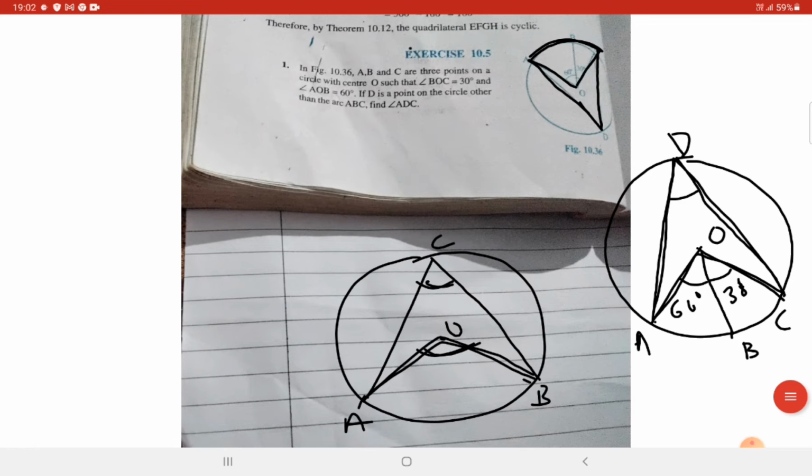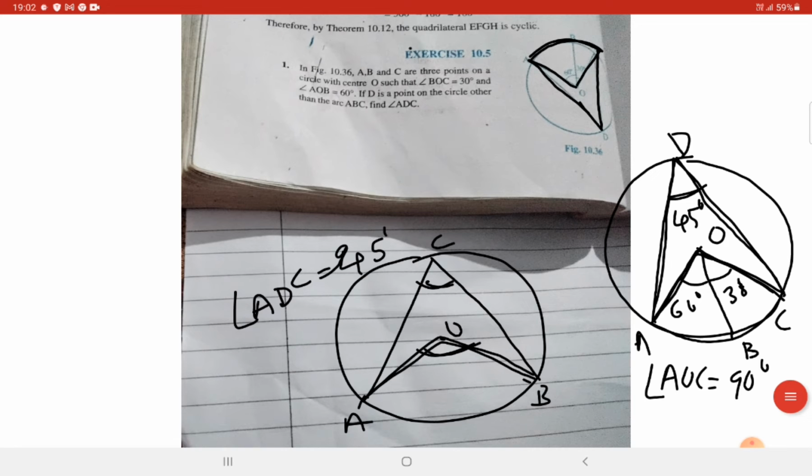Now what is angle AOC? Here the arc is ABC. So what is the angle at the center? 60 plus 30, 90 degree. So angle AOC is equal to 90 degree. Then its half will be angle ADC. What is the half of 90? 45 degree. So the angle ADC is equal to 45 degree.